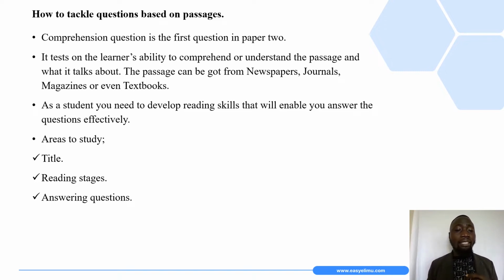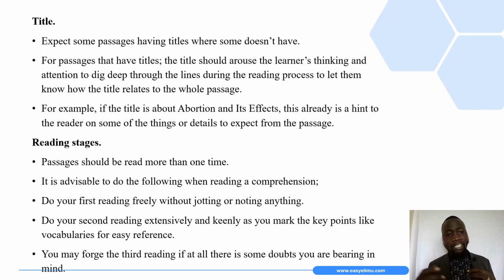Then the second bit, we are going to look at the reading stages. That is the reading stages that we have before you answer the questions from the passage. Then again, we are also going to look at how to answer this question. And lastly, getting the meaning of words, that is using the correct tense. In that case, we'll be talking about some of the vocabularies that are used in the passage.